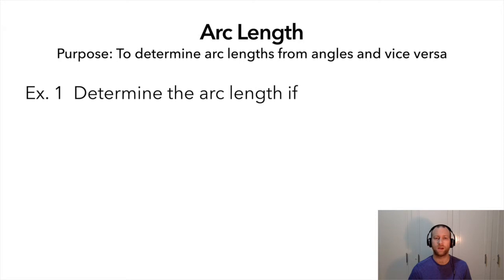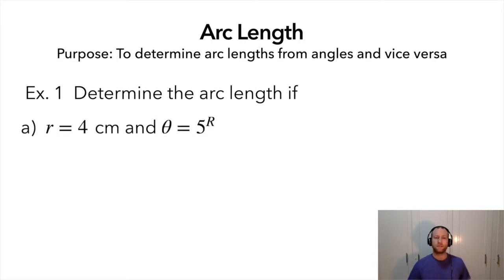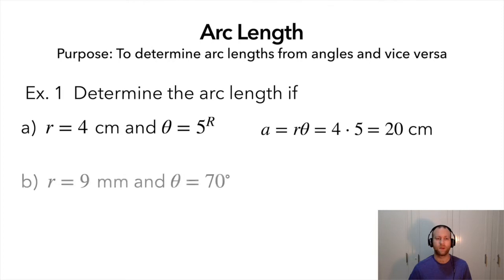Let's determine the arc length if the radius is 4 and the angle is 5 radians. Again, sometimes you'll see the capital R, sometimes you won't. So arc length equals r theta. The radius is 4, theta is 5, times them, you get 20 centimeters. Not too bad. Let's do it again: the radius is 9 millimeters, and theta equals 70 degrees.